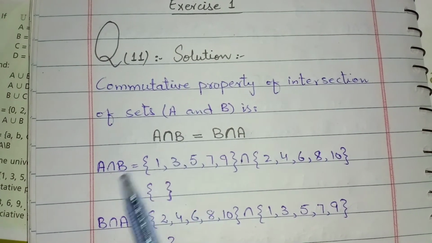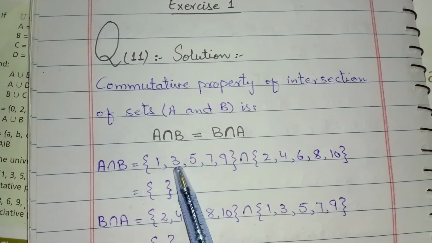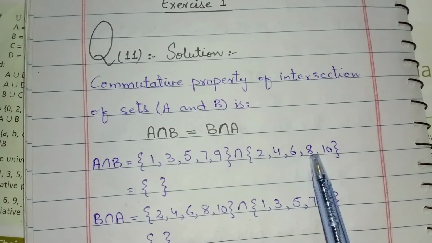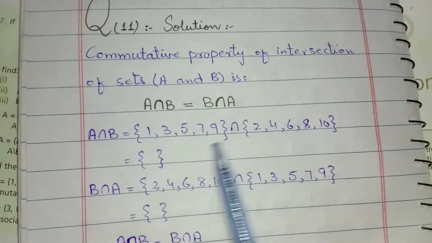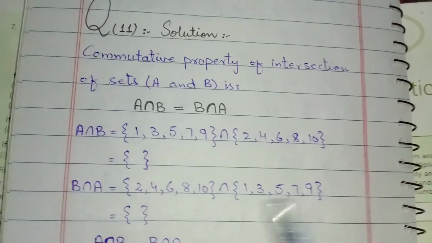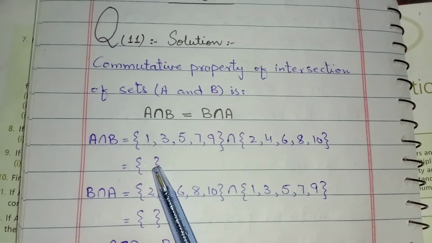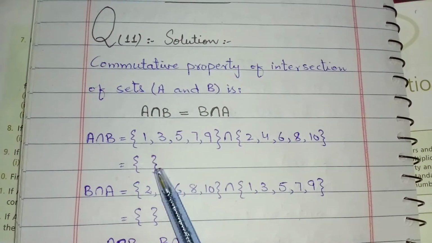First of all, we have to take A intersection B. The set A is 1 3 5 7 9, intersection set B is 2 4 6 8 10. So no element is common in sets A and B. 1 3 5 7 9 is not in set B. So the intersection of these two sets is empty.